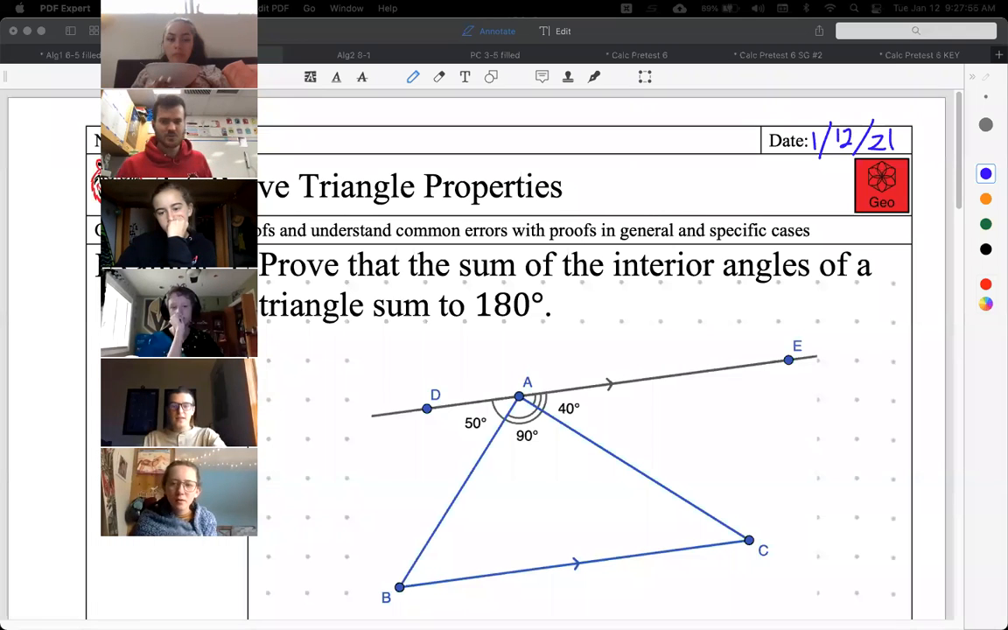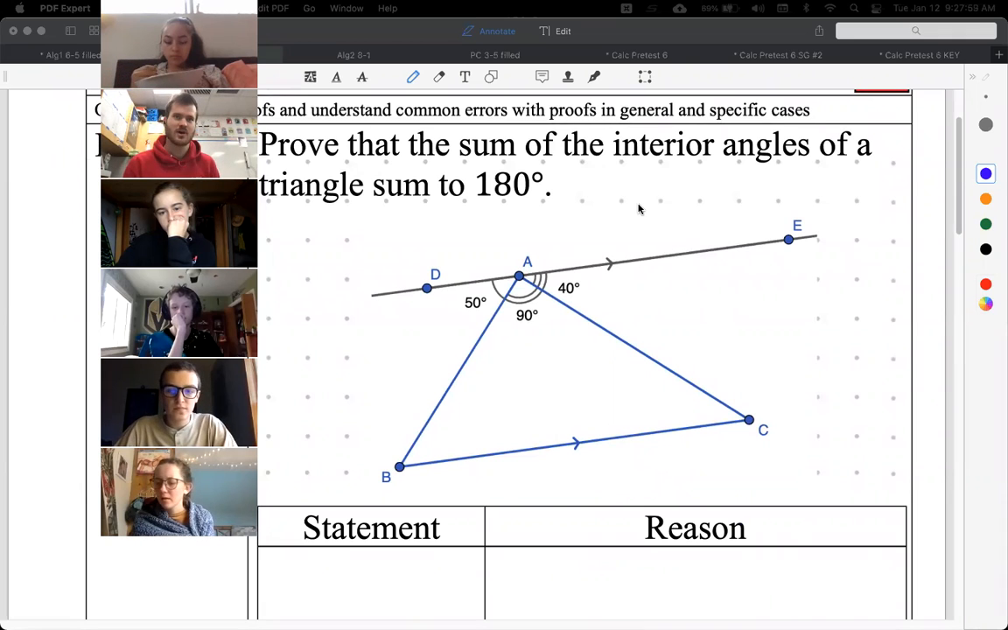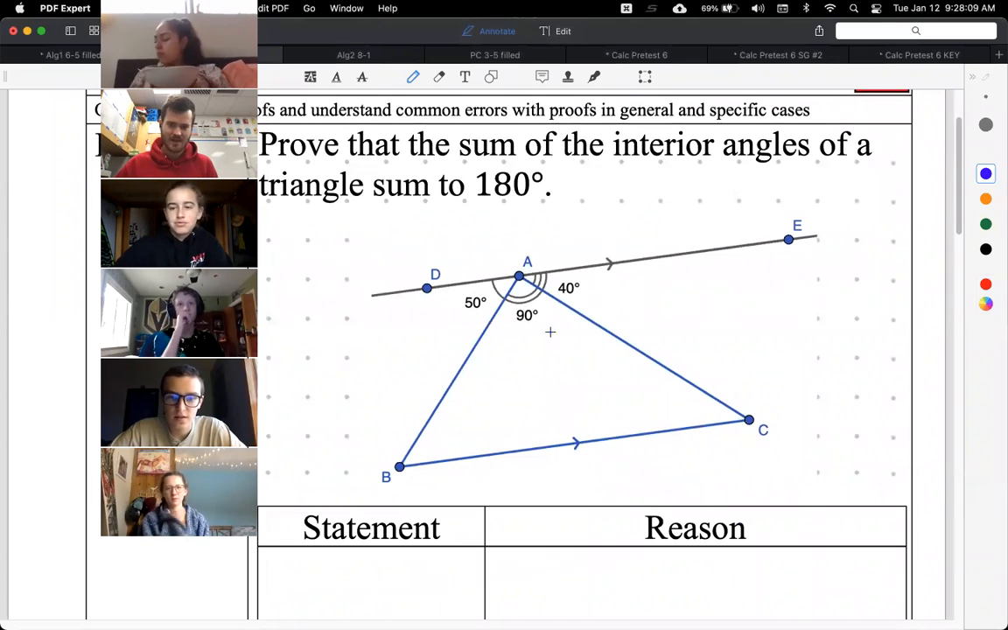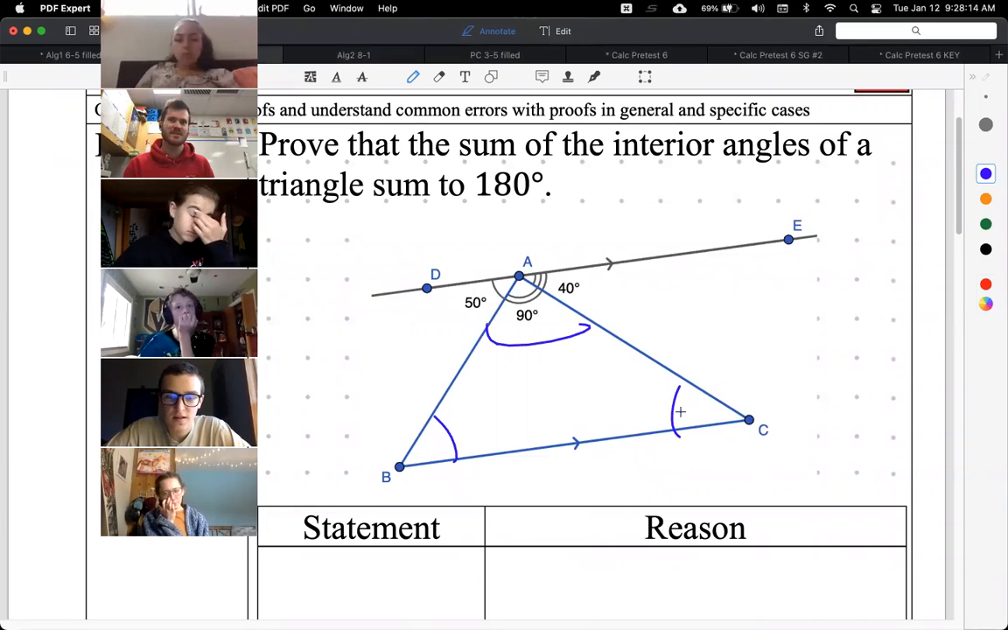All right, so let's do a proof. I want to prove that the sum of the interior angles of a triangle sum to 180 degrees. And maybe you're thinking one of two things. What does that mean? Or maybe you're thinking, haven't we already done that? Don't we know that these angles, angle A, angle B, and angle C, add up to 180? You've told us time and again that that's a theorem.